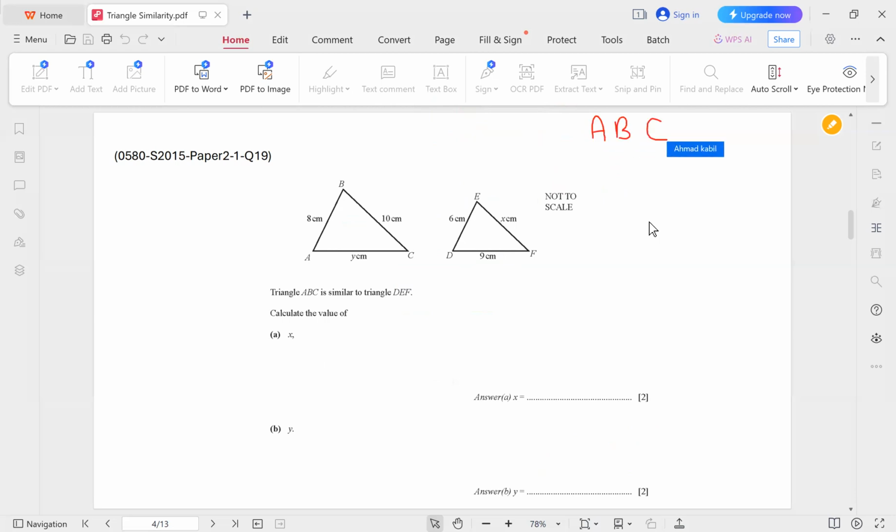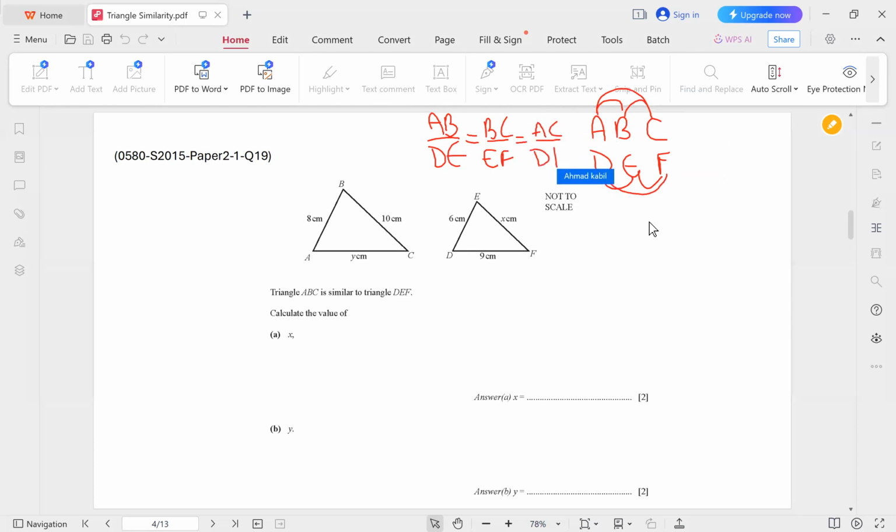So ABC and DEF, we also take two letters at a time, but we don't equate them. We just write them over each other like this. So AB over DE and BC over EF. And finally, we have AC over DF like this. And we should know that each fraction is equal to the other fraction.